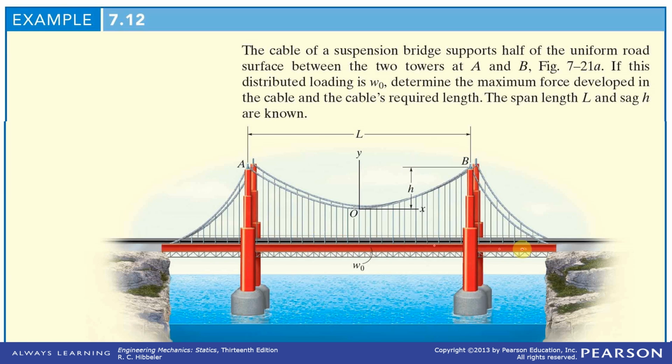These vertical cables are holding up the bridge deck, and this big fat horizontal cable at the top is being pulled on by a constant W0 as a function of x, as a function of this distance. We're ignoring the cable's own weight. Later we will not ignore the cable's own weight.